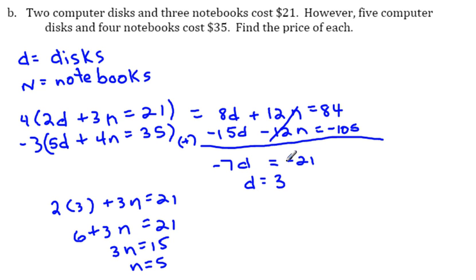So that means, remember, again, I don't want to put this as an ordered pair 3, 5. I'm not looking for the place 2 lines cross anymore. I'm looking for the answer to the question they gave us. They asked us to find the price of both the computer disks and the notebooks. So I would say the disks cost $3.